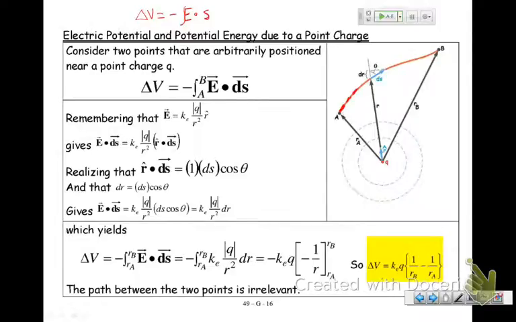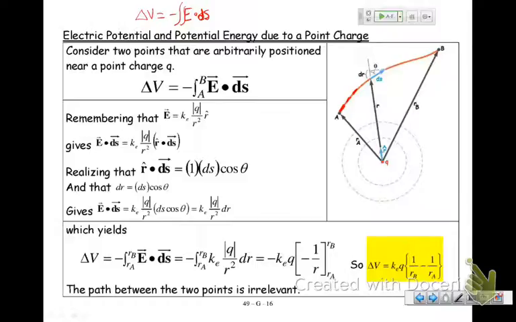Well, under those circumstances, we're going to integrate this with respect to the changing, the little bits of distance. So we end up with that guy. And that's what we have here. Our change in potential is equal to minus the integral of E dot ds. And so let's apply this, and let's use a classic situation.